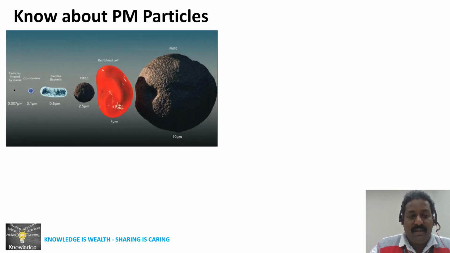Let us quickly check what these particles are. As you can see in the pictorial diagram, this is the size of PM10 particles, and our blood samples are 7 microns, then PM2 particle size, and bacteria and viruses are 0.5 micron, and COVID is 0.1 micron. And the thing is, our N95 masks or surgical masks can avoid particles up to 0.007 microns. So wearing surgical and N95 masks will not let COVID or any other bacteria or virus enter through the use of masks.